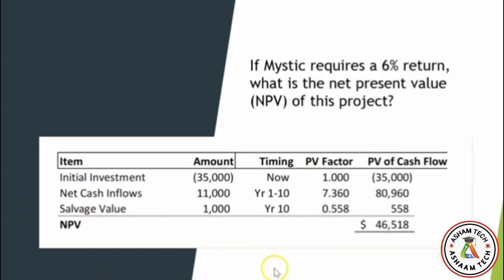Now I just extend out the math. So my present value of the cash inflow is 7.360 times 11,000. And my present value of the salvage value is 0.558 times 1,000. And then I sum these 3 cash flows to net them to get a net present value of 46,518. Meaning this has a positive present value, and so it's something that they should do.